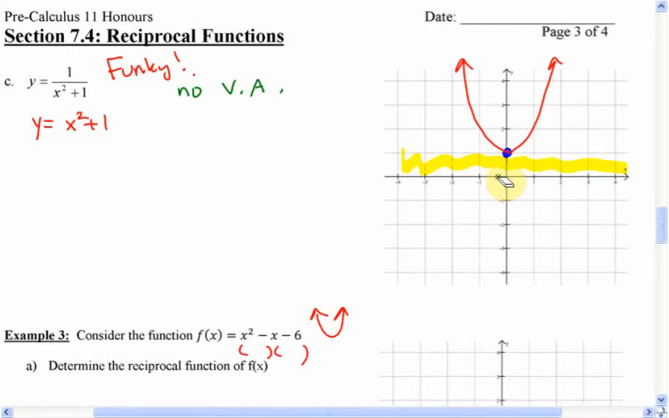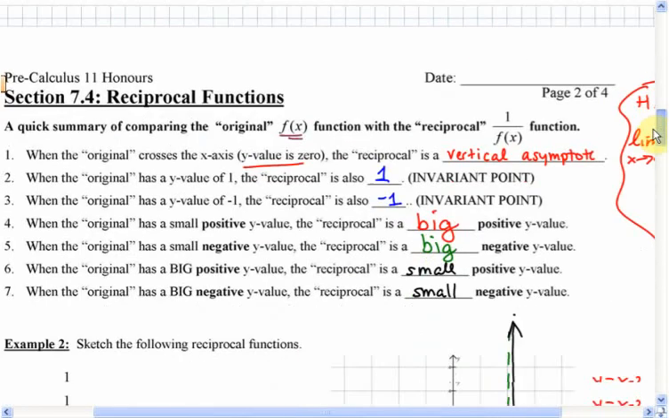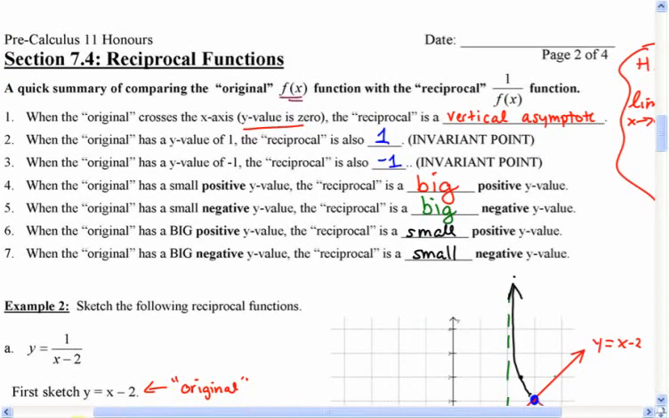Maybe I should clarify this small and big stuff. To be more specific, small means 0 less than y less than 1, so between 0 and 1. That's what I mean by small. Big, of course, means bigger than 1. Does that help with the clarification? So anything over the invariant point would be considered big. In Mr. Lee speak, it's big, yes.